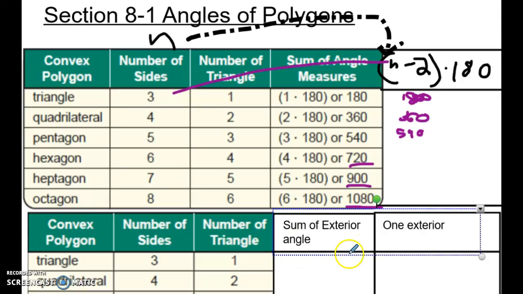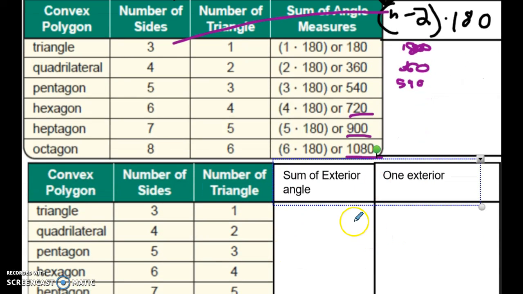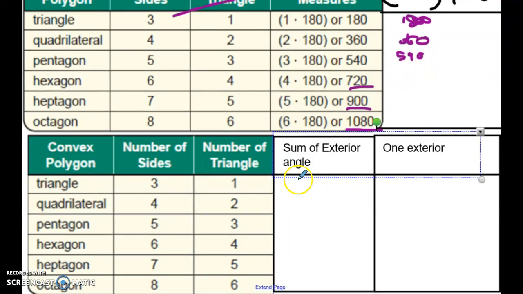We're going to discuss the sum of exterior angles and what one exterior angle will be. So the sum of the exterior angles is always going to be one number. Does anyone know what that number is? Every shape? 360. Very good. So every single shape is the same. It's 360 all the way down.